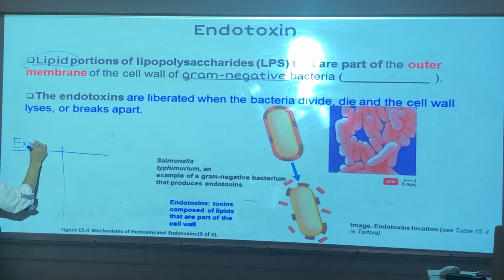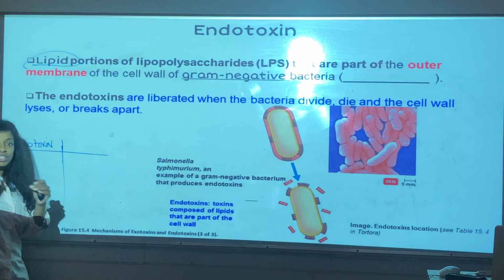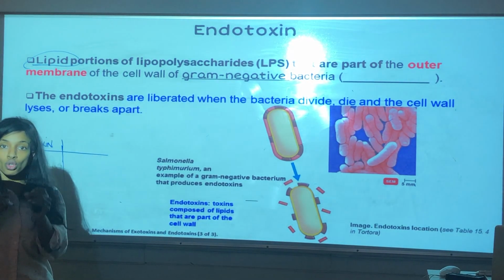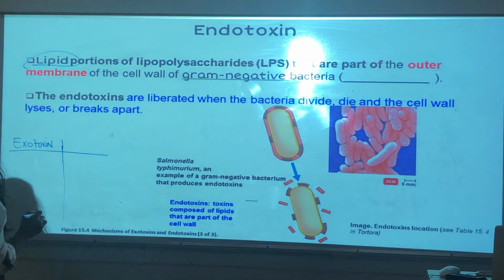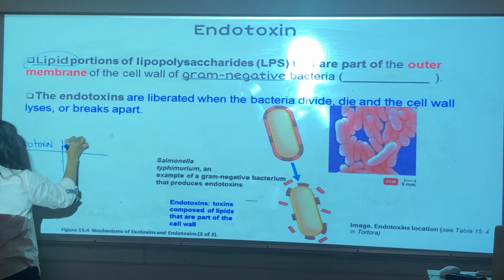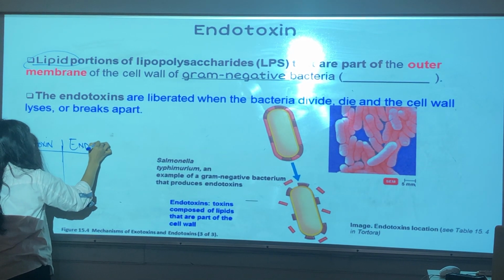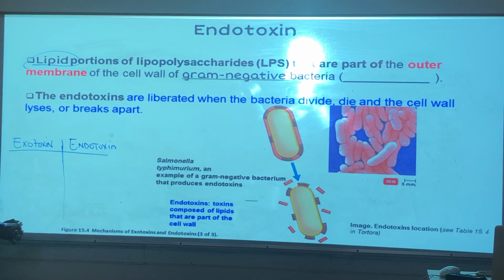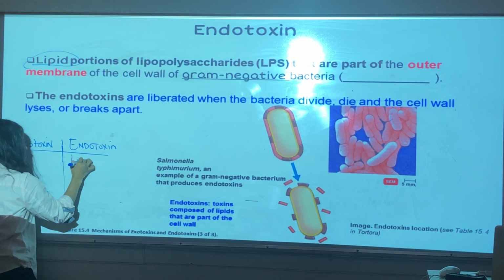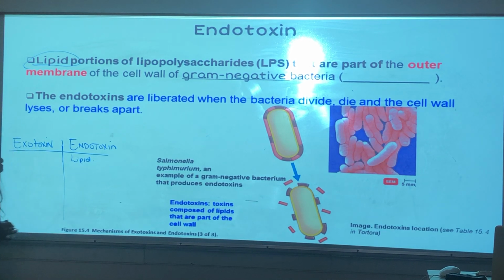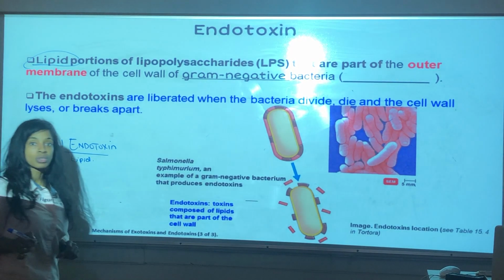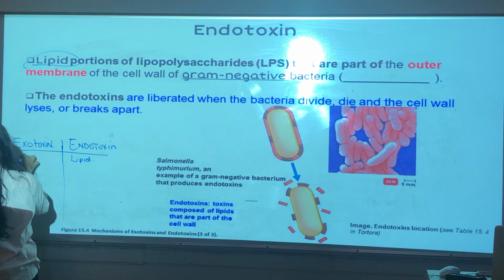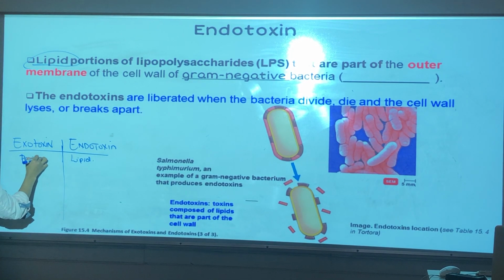We always want to compare. We want to see what the difference is, because it gives us clues on how to answer these questions on our exam. So exotoxin versus endotoxin. The endotoxins are lipids. What was the exotoxin? The exotoxin was protein. So that's one difference.